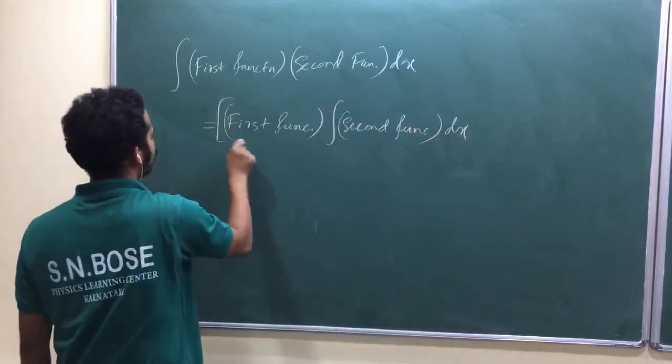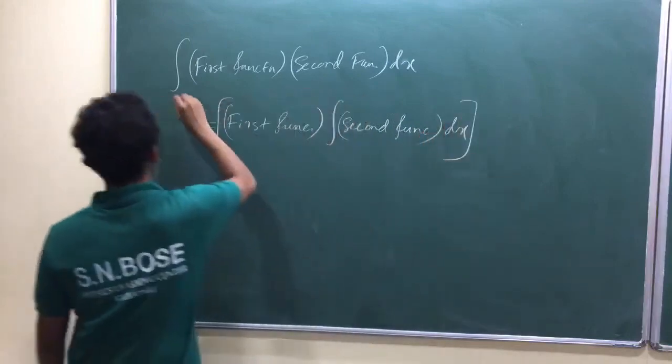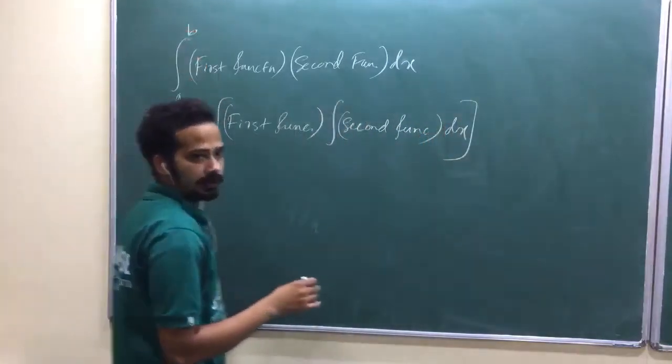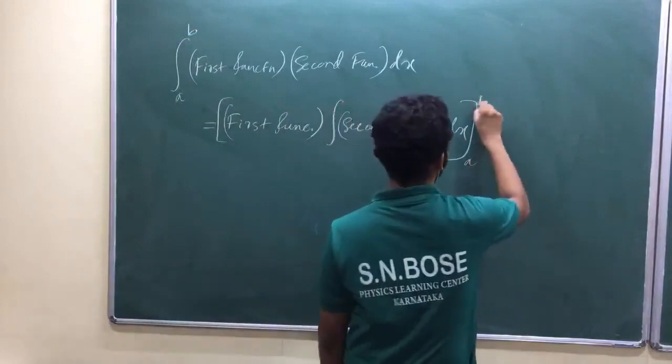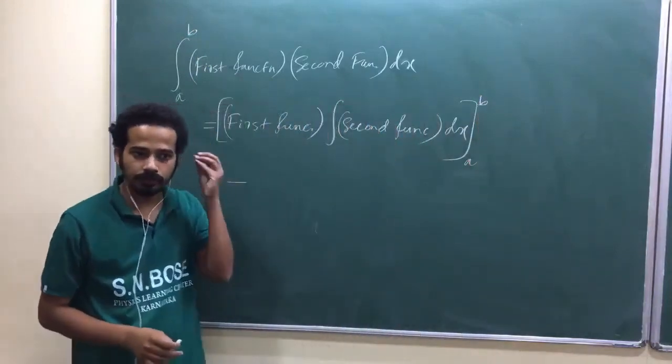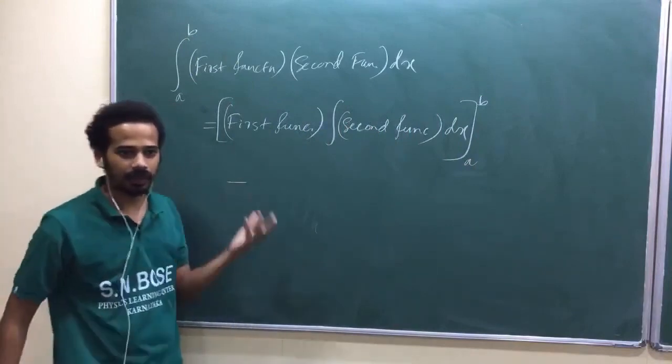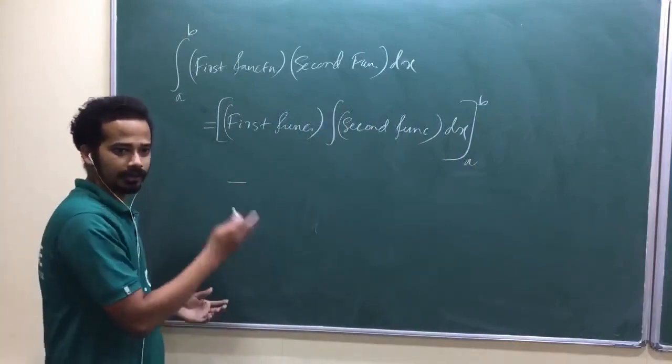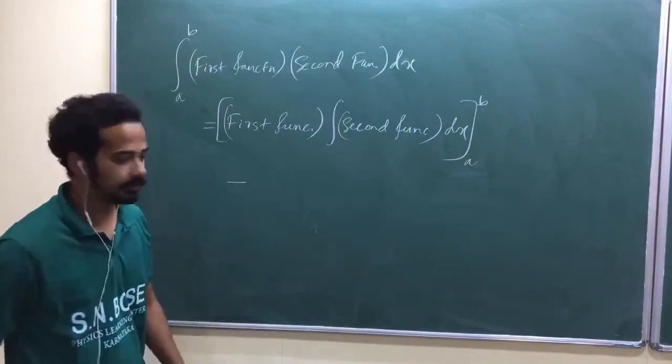And after this integration, you can apply the limit. Suppose if you have limit a to b, you can apply the limit a to b. So again, you don't have to write. You have to remember this one. That's what I do. Whenever I do, I do like that. First function, second function, like that. I do that one. Okay.